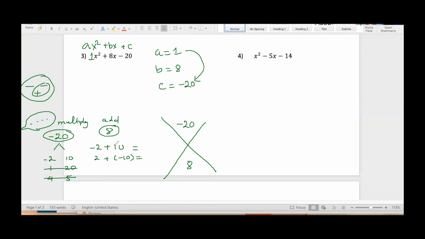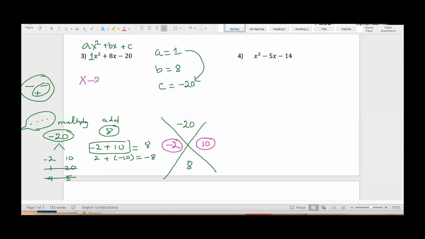So to be more positive, I would rather 10 be positive, right? Because -2 plus 10 is going to give me 8. Otherwise, if I'm more negative on the big number, I will end up more negative. So my answer will be -2 and 10. It takes some time to think about it, but it will help. It really helps with your brain. The more you exercise your brain, the better you're going to be.